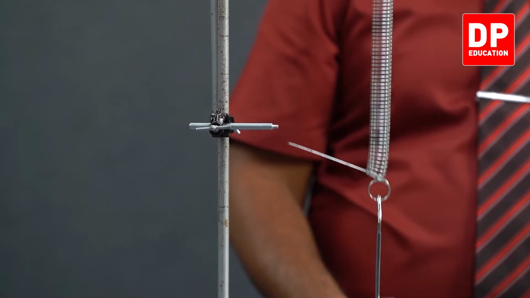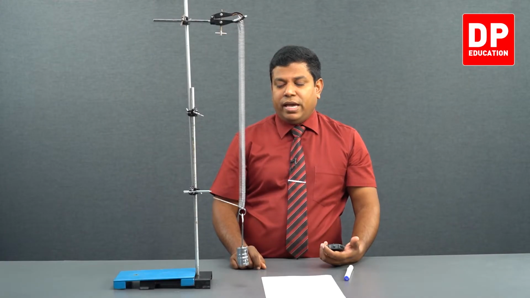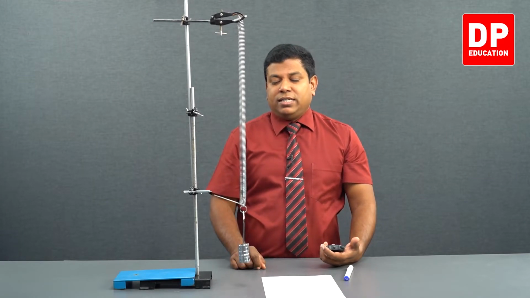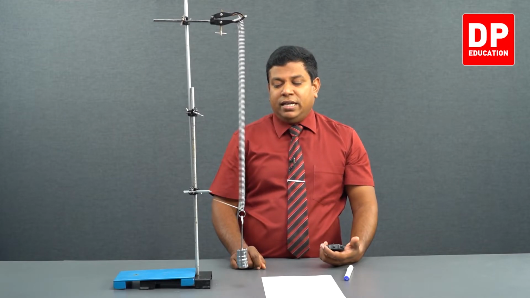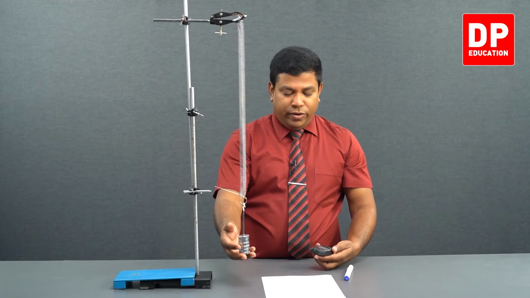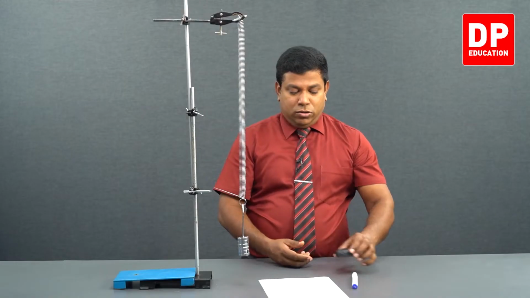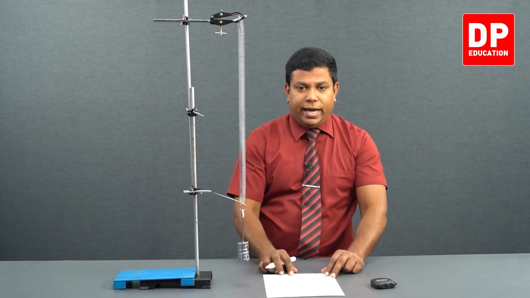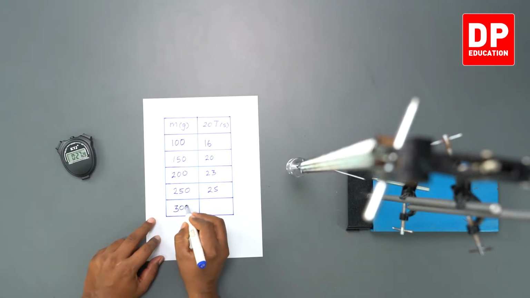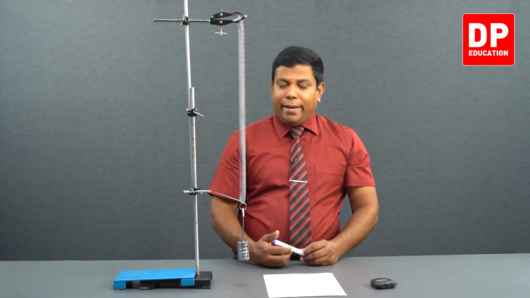1, 2, 3, up to 20. Right? 20 oscillations. This time we have got 27 seconds. So this time we have used 300 grams. We got 27 seconds. We have got 5 readings for M versus 20T.